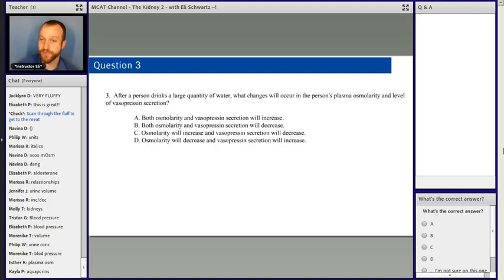Now we jump in and do some questions. But again, now we're pre-gamed for it, right? Let's take a look. A couple hints. Large quantity of water. And we're being asked about what will occur to the plasma osmolarity. Okay, so first of all, this is sort of a freebie. So plasma osmolarity had better go down since we've got a ton of water. But then what's going to happen to vasopressin secretion?